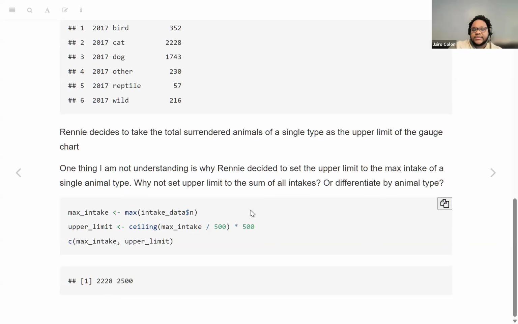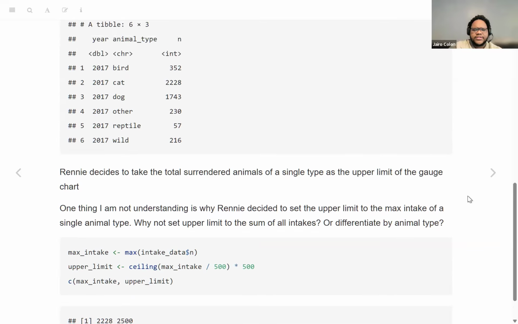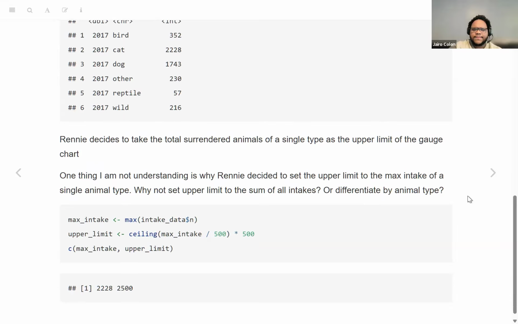Why she chose that still doesn't make a lot of sense to me, but that's the decision she made, and the charts end up looking really nice. I don't know if you got a chance to read the chapter or not, but is that interpretation correct? Am I missing something?